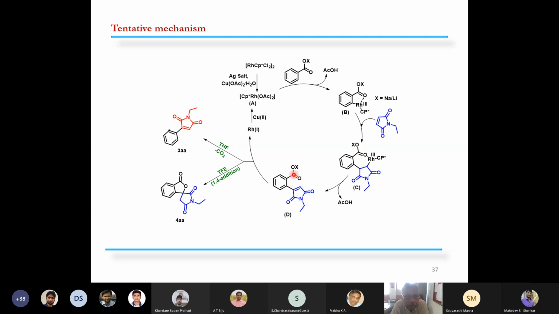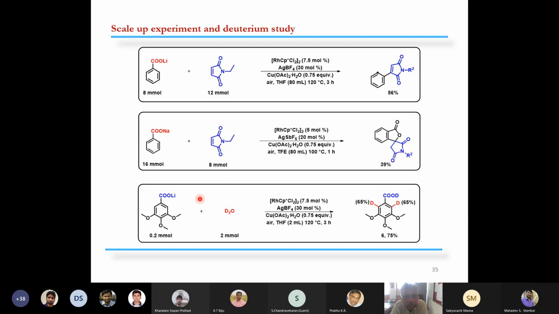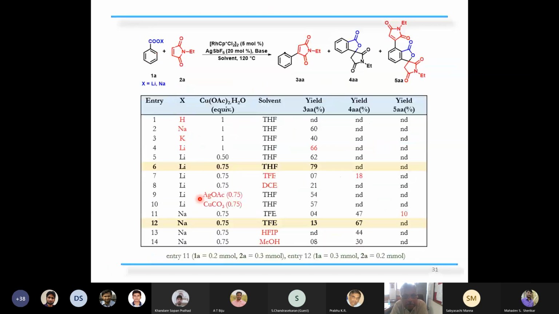My question is, did you try this reaction with lithium in TFE? Yes, sir, I tried. And what is the result? I got less yield, sir. In the [4+1] annulation, I got very less yield. And what about sodium in THF? In that case also I got product, sir, but the yield was low.